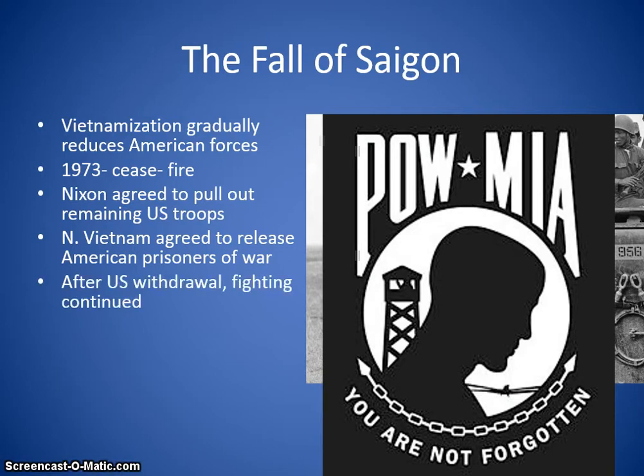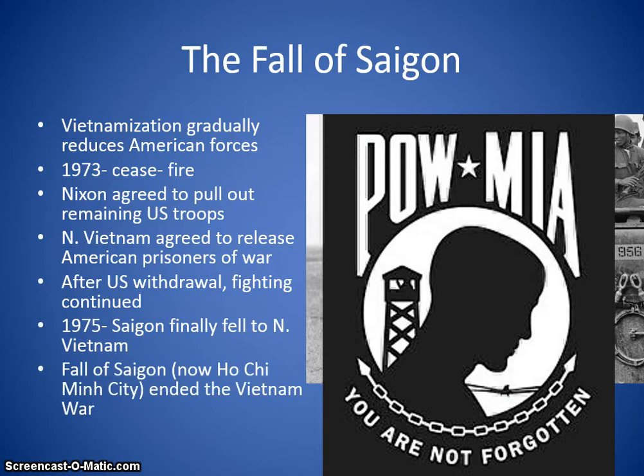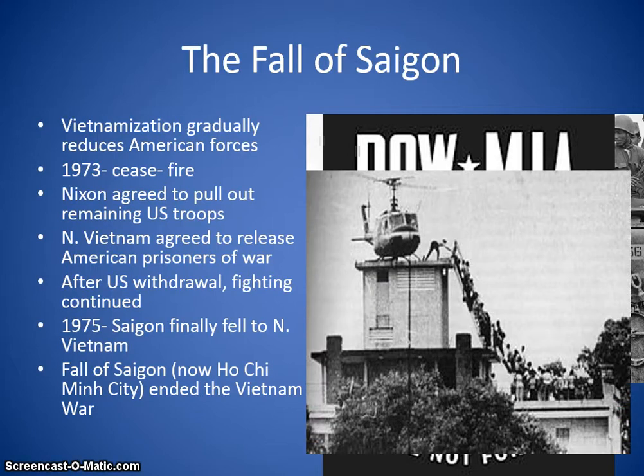After the United States withdrawal, fighting continued, of course. In 1975, Saigon finally fell to North Vietnam. The fall of Saigon, now Ho Chi Minh City, ended the Vietnam War. Okay, these are going to be your last people that are trying to escape South Vietnam before it becomes completely communist. So, I mean, obviously you can tell that all these people will not fit on that helicopter. And here you can see how people wanted to get out of there. And of course, everybody wasn't able to get out. And all of Vietnam is now together, North and South combined, and they are to this day communist.